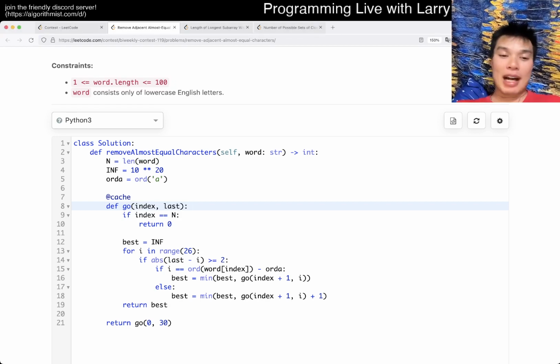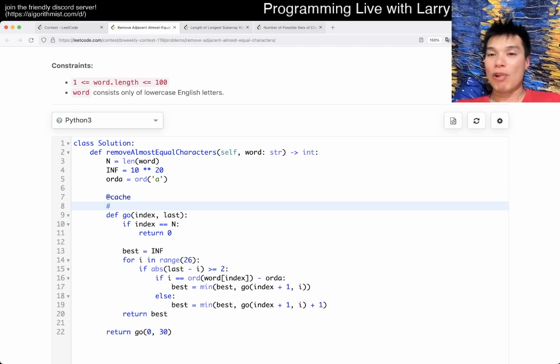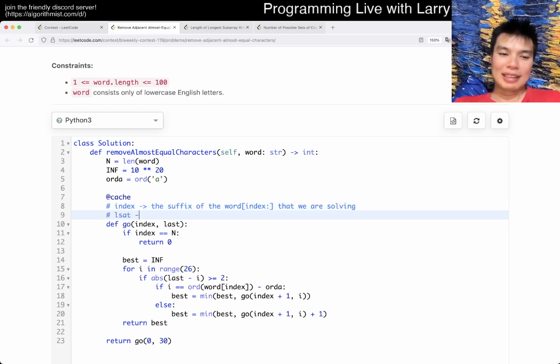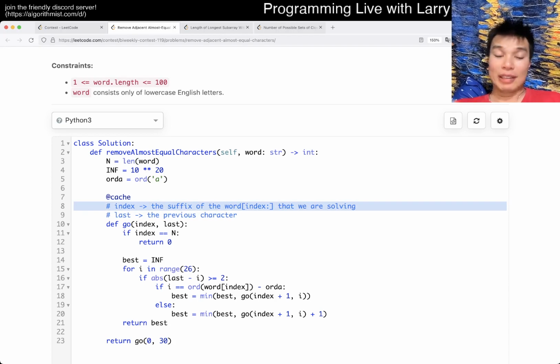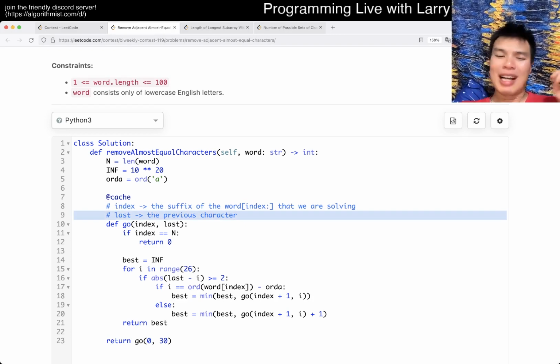Keep watching. But yeah, the idea that I had, and this is because I didn't want to prove during the contest, is that this is dynamic programming, and you'd only have two states, which is index, which is the prefix or the suffix of the word of index that we are solving, right? That's the subproblem. And last is just the previous character, right? And here index, of course, has O of n, there's exactly n of them, and last could just be one of the 26 characters. And that's pretty much all I did.